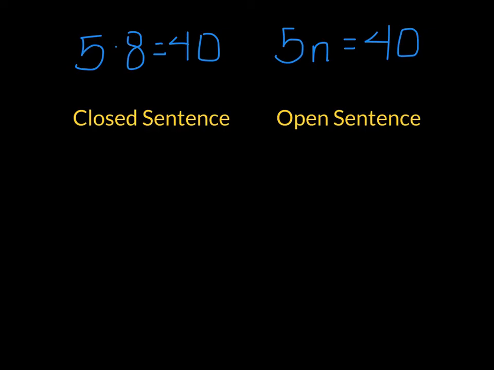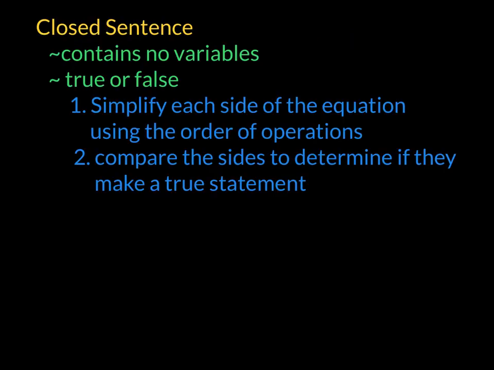There are two types of equations, the closed sentence and the open sentence. First we're going to take a look at the closed sentence. A closed sentence contains no variables. It is either true or false. In order to find out if it's true or false, you first simplify each side of the equation using the order of operations, and second, compare the sides to determine if they make a true statement. So let's take a look at an example.